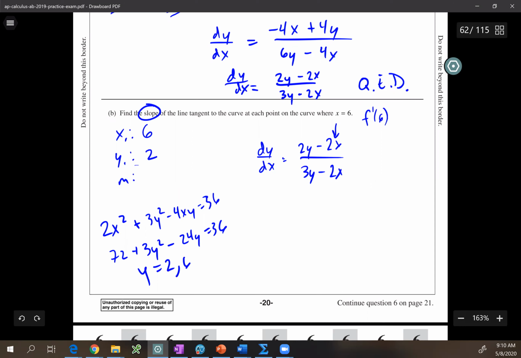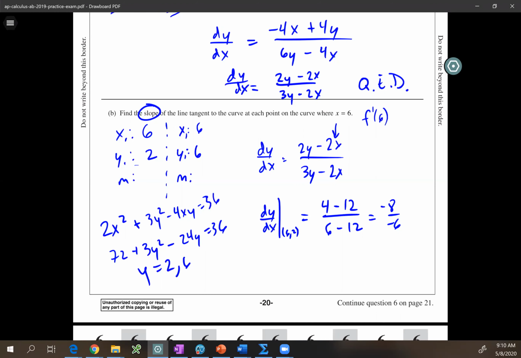So what this means is we actually have 2 answers. And so we're going to need to do both of them. So our first answer, let's say we can write this as dy dx at 6 comma 2 would equal 2 times 2 is 4 minus 2 times 6 is 12 over 3 times 2 is 6 minus 12. And we get negative 8 over negative 6. That's a valid answer, or we can simplify it to 4/3. Right, that's our first answer.